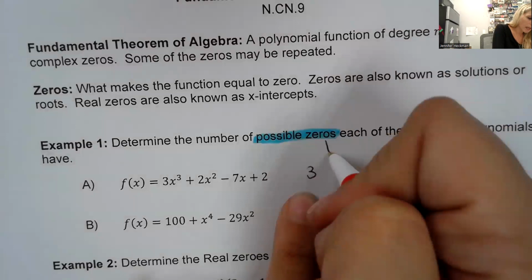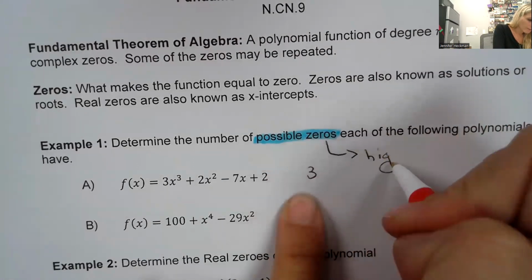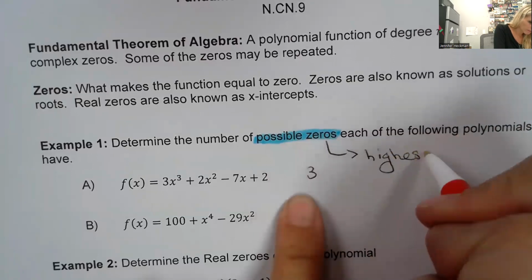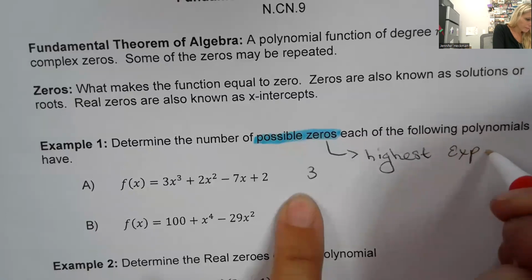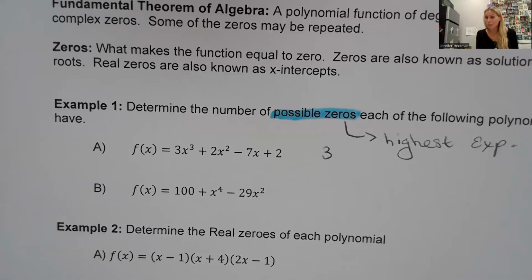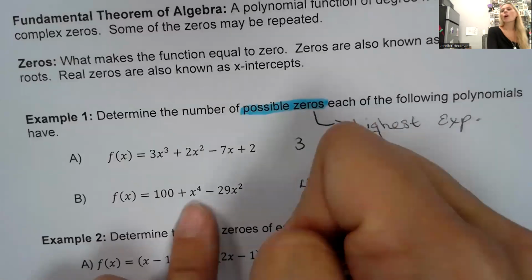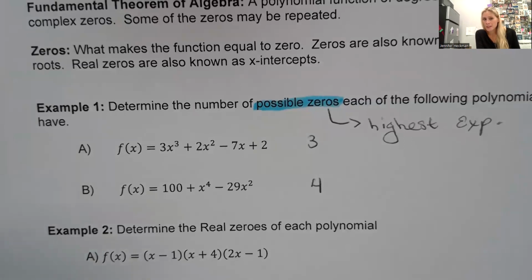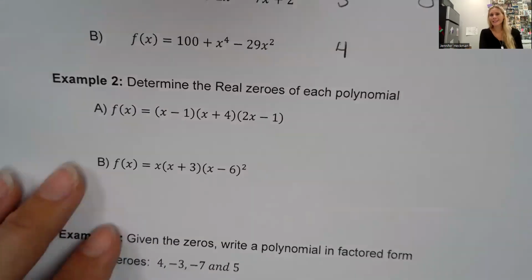So keep in mind the possible zeros are the highest exponent. Okay. In B, keep in mind that this is not in standard form, so you need to put it in standard form before you look at the highest degree, which in this case is 4. So there are 4 possible zeros. Done with that concept. Let's move on to the next one here.